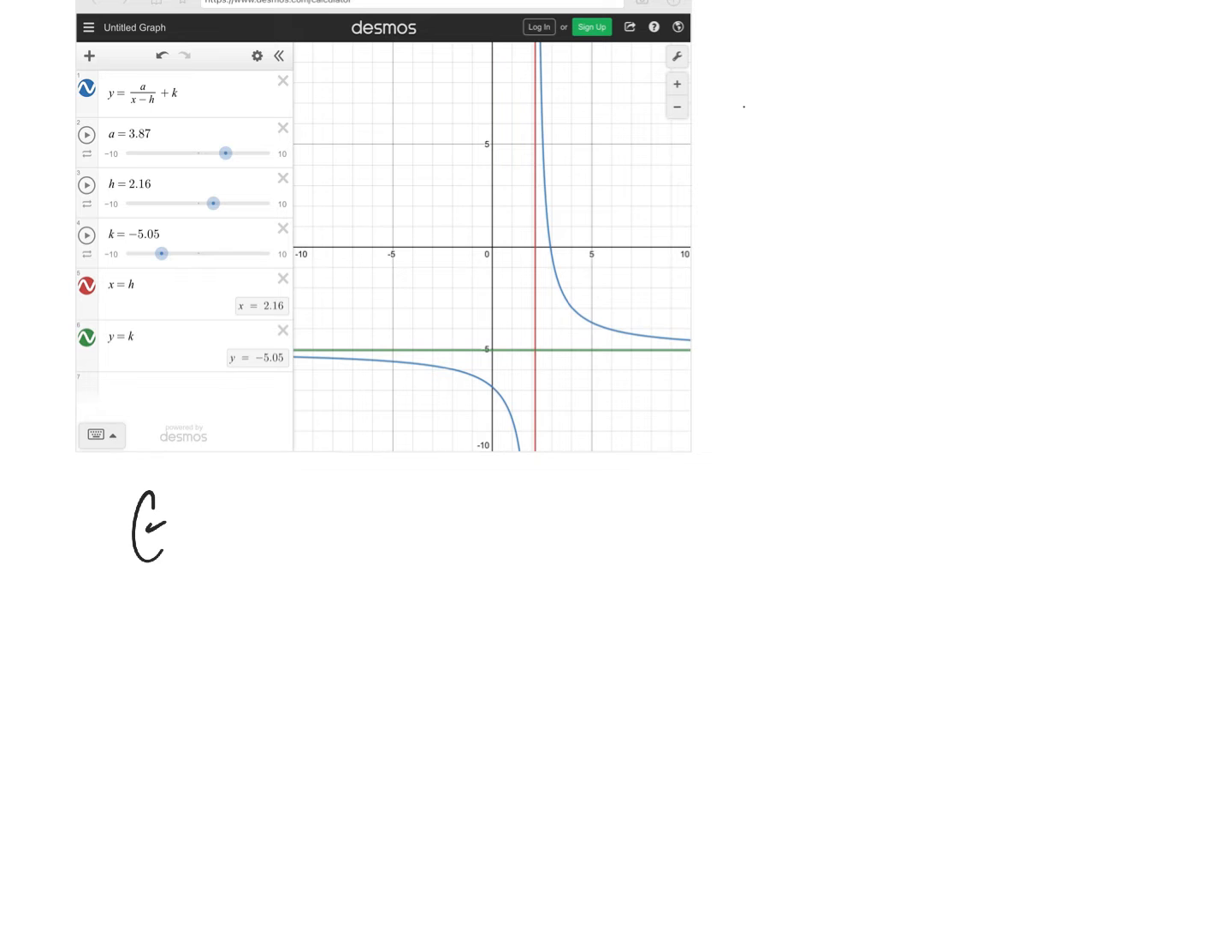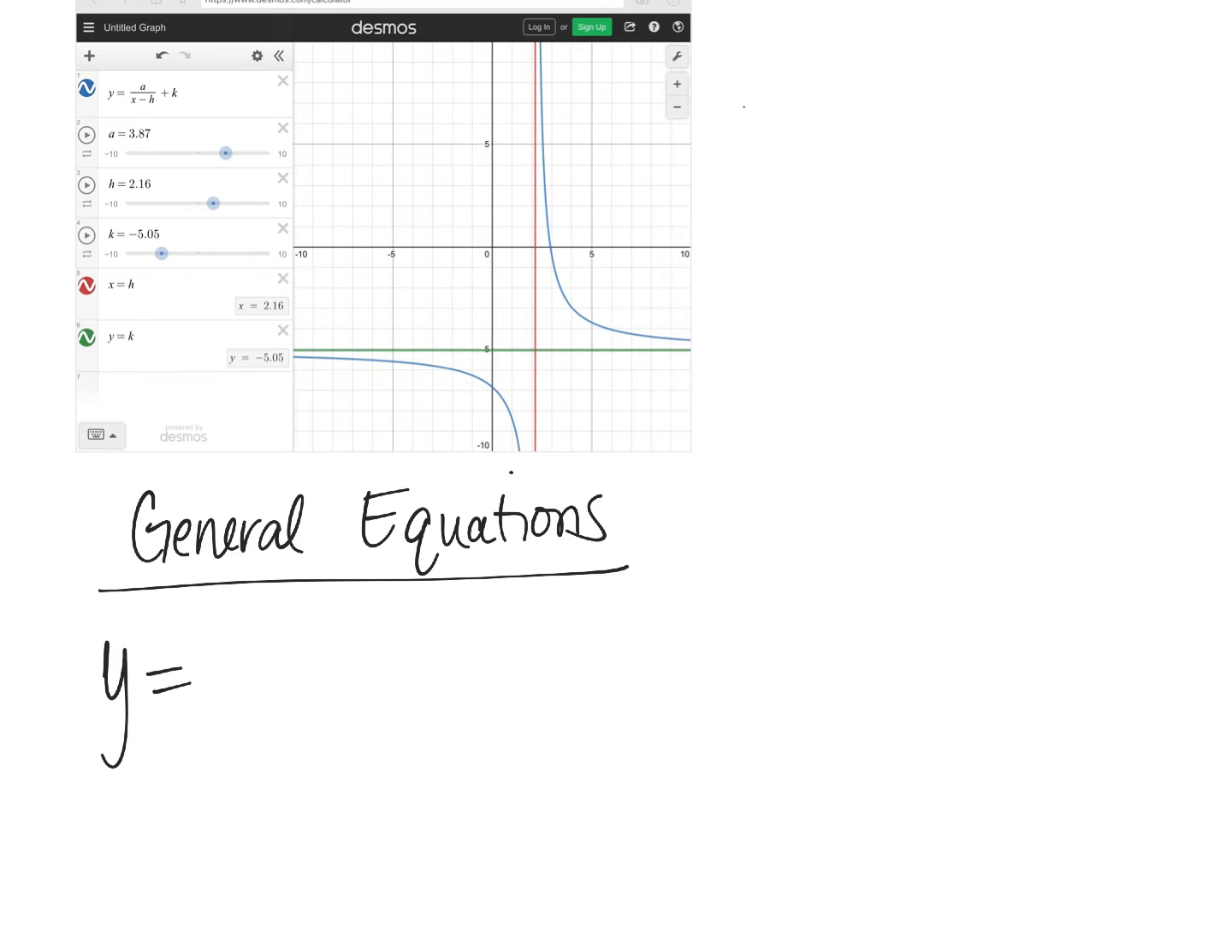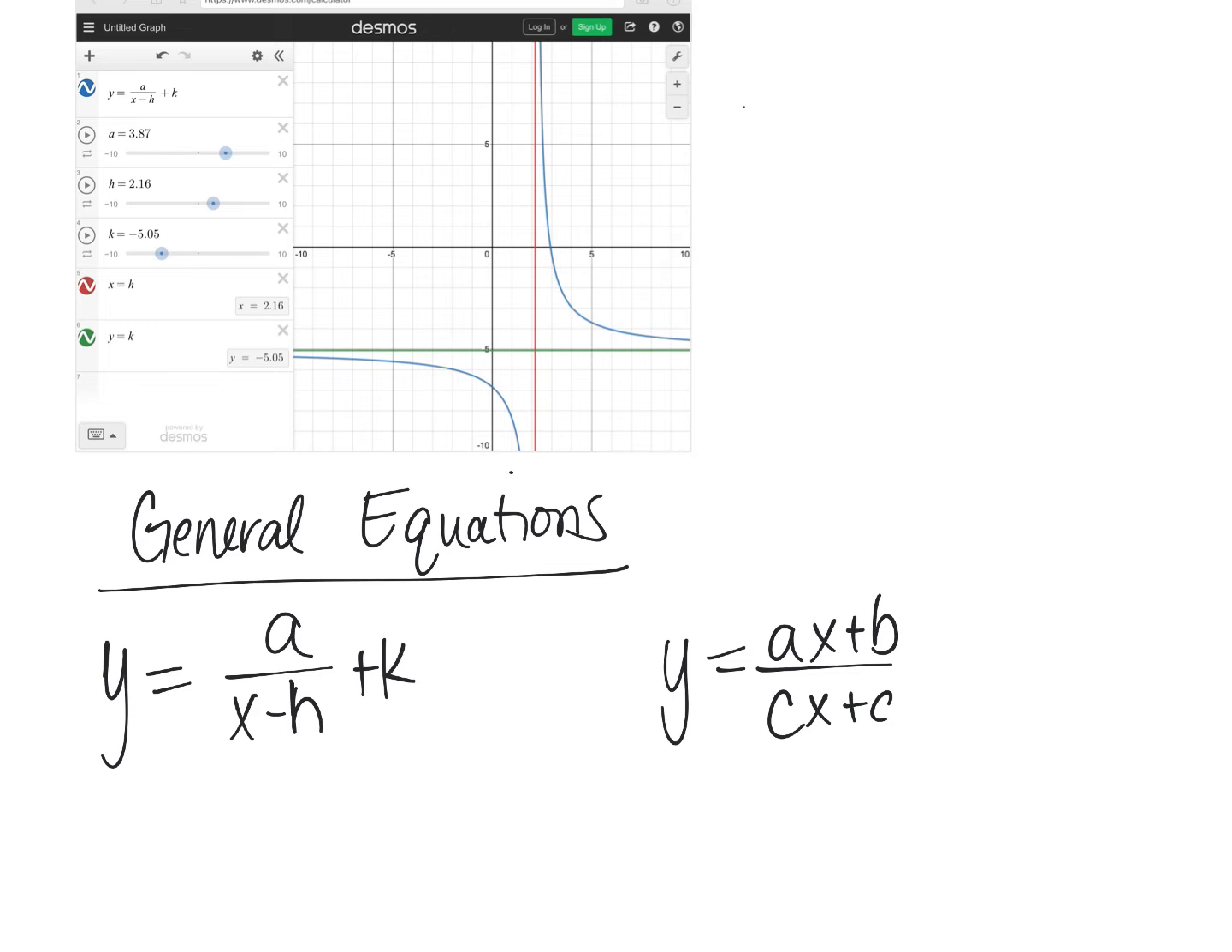Let's write down the general equations. There's actually two. y equals a over x minus h plus k, and y equals ax plus b divided by cx plus d. So one where there's no variable in the numerator, that's our a, h, k form, and one where there's an x in the numerator and the denominator.